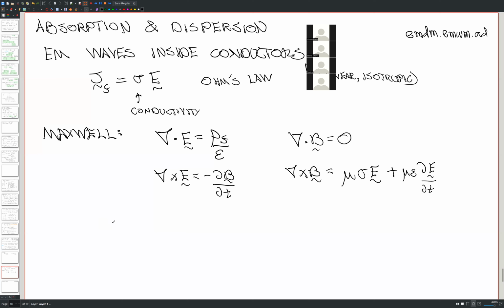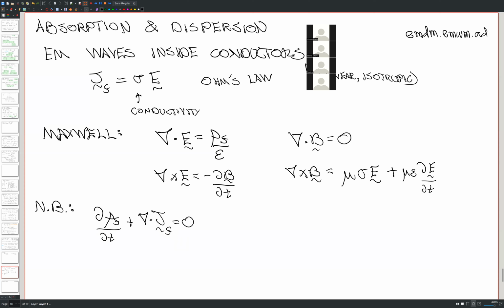Now, first thing to note: we've got the continuity equation for the free charge, d rho f dt plus div of J f is equal to 0. We had seen that we can prove the continuity equation directly from the Maxwell equations. Conservation of charge, therefore the continuity equation, holds for the free charge itself.